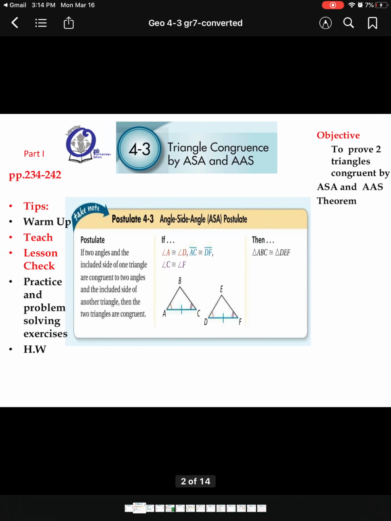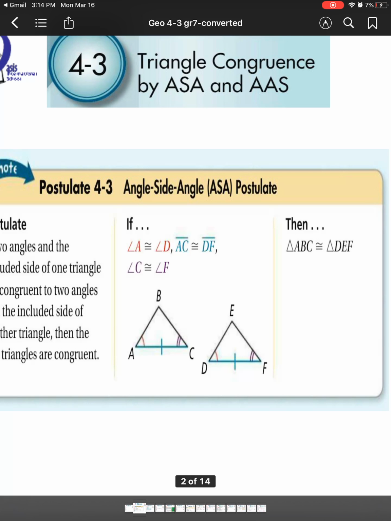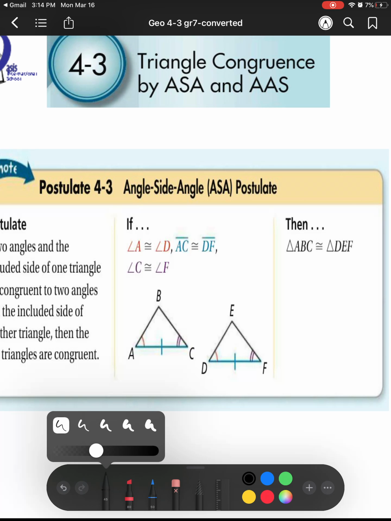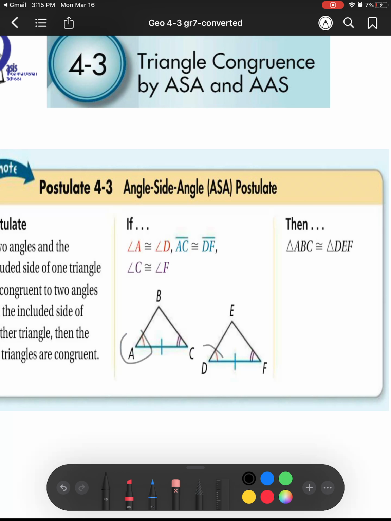Okay, let's talk about the first one. Here is the ASA. I have angle A congruent to angle D. Angle C congruent to angle F. The side should be in the middle, or included between them. So I can say that AC, and this is the symbol of the line segment, is congruent to DF. Okay, so our triangles ABC and DEF are congruent.